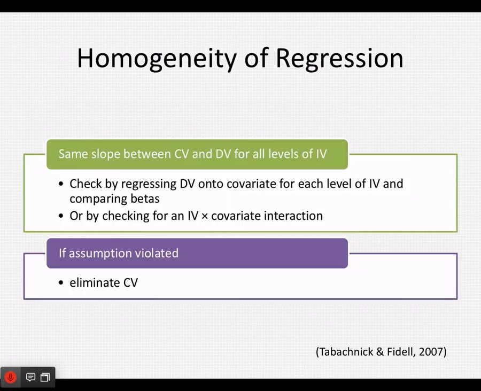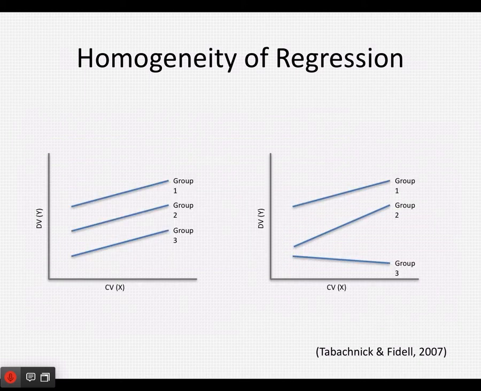Homogeneity of regression. What this says is that we want the same slope between the CV and the DV for all levels of the IV. This sounds a little bit complicated. There's CV, IV, and levels of CV, DV, and levels of IV. In essence, this is what it looks like. We had the different slopes last time in the graphs, where we used them to adjust the values so that they line up on their CV. This is a case of homogeneity of regression, meaning that they parallel each other. They have the same slope.